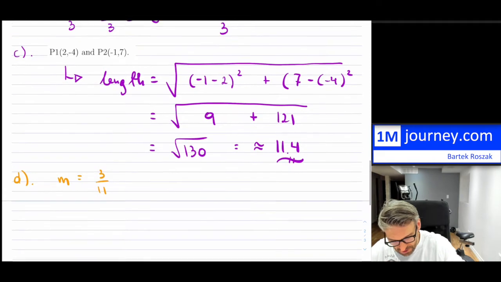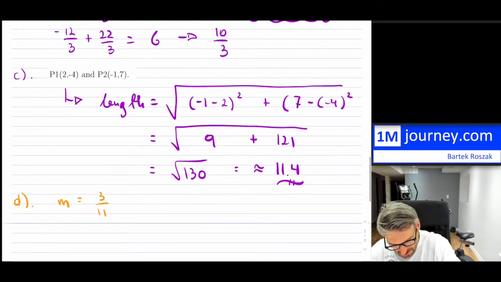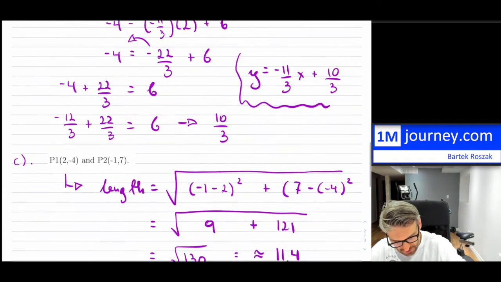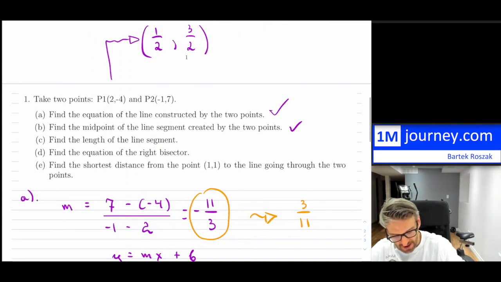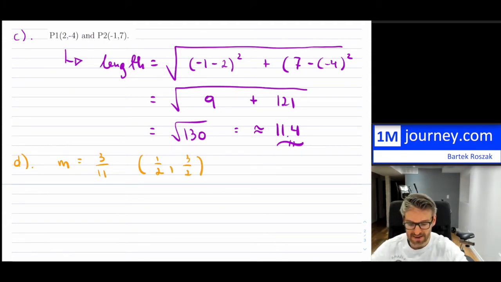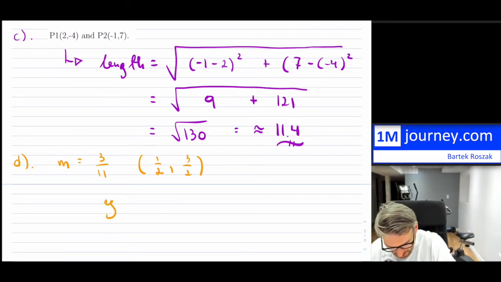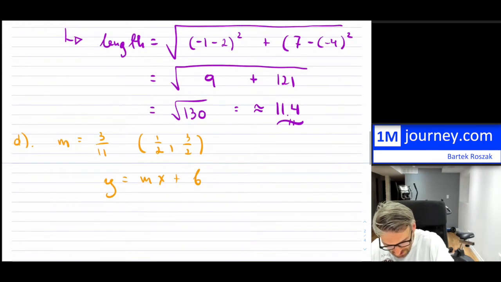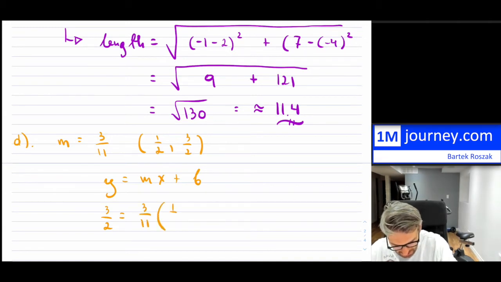Now, the point that it's going through is the midpoint. The midpoint we found was 1/2 and 3 over 2. So that's the right bisector. It has to go through those. All right. So now, from our equation, y is equal to mx plus b, this is going to be 3 over 2 is equal to our slope, which is 3 over 11, times our x value, a half, plus our b.